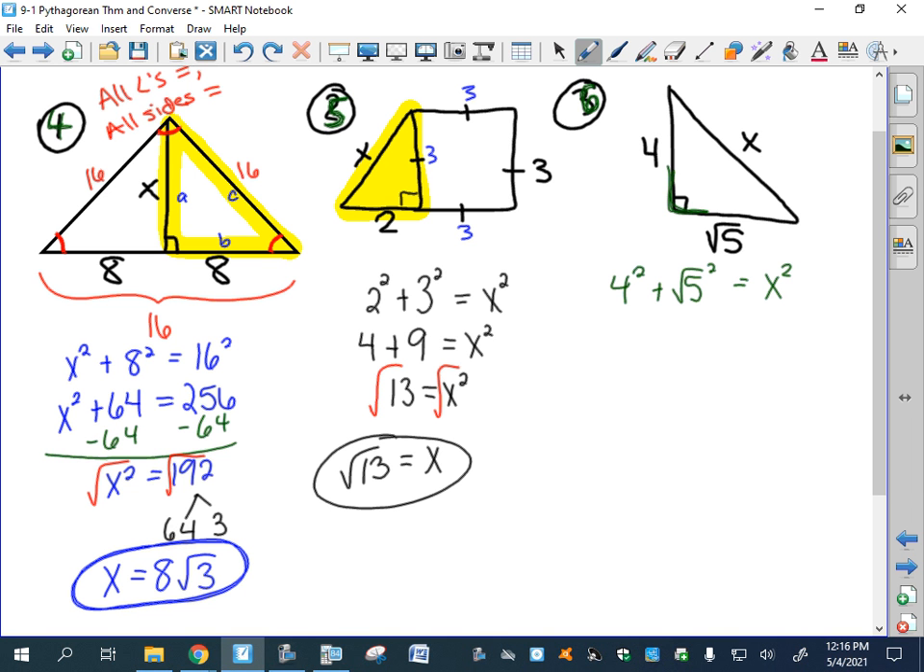4 squared is, what's square root 5 squared? It's just 5. Yep, they cancel out. And 16 and 5 make 21, and now we want to square root both sides. What do you know about 21? Yeah, it's just 7 and 3. So are there any pairs? Can we break it down? No, so just leave it at square root 21.